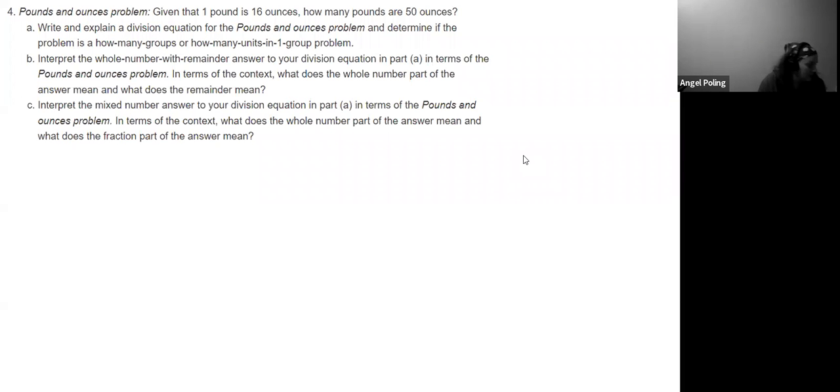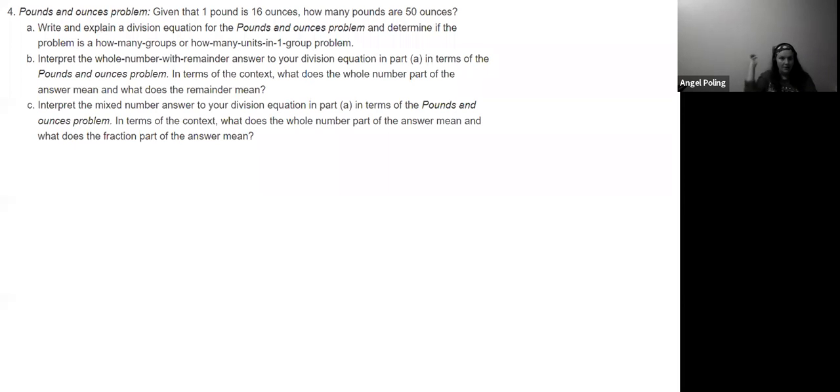Okay, that was division and fractions, and we used the how many groups perspective. This time we're looking at different styles of remainders. So division and remainders, and possibly the how many units in one group style of division.